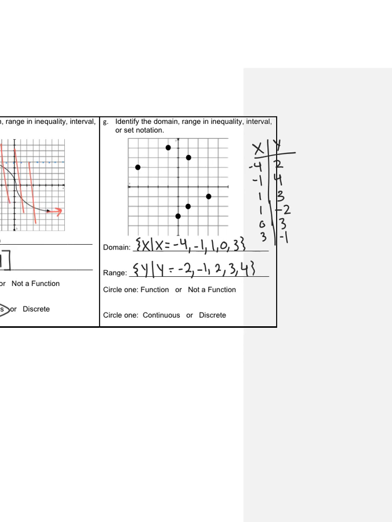Okay, is it a function? On your table, you're looking for repeating x's, and I do have that, so no, this is not a function. Is it continuous or discrete? Since it's a scatter plot and not connected points, that's going to be discrete.